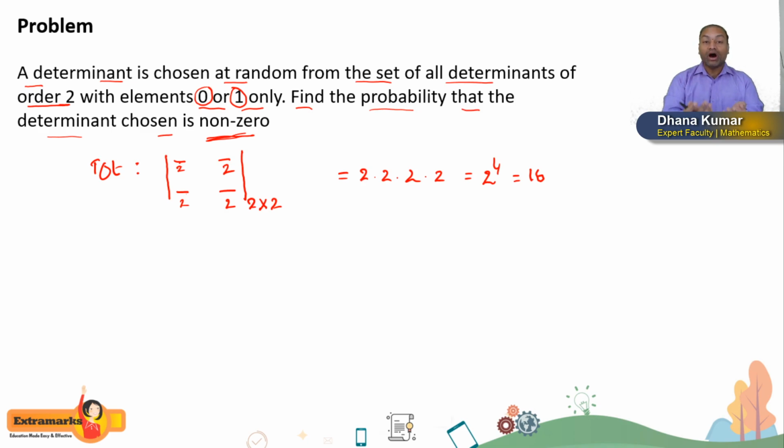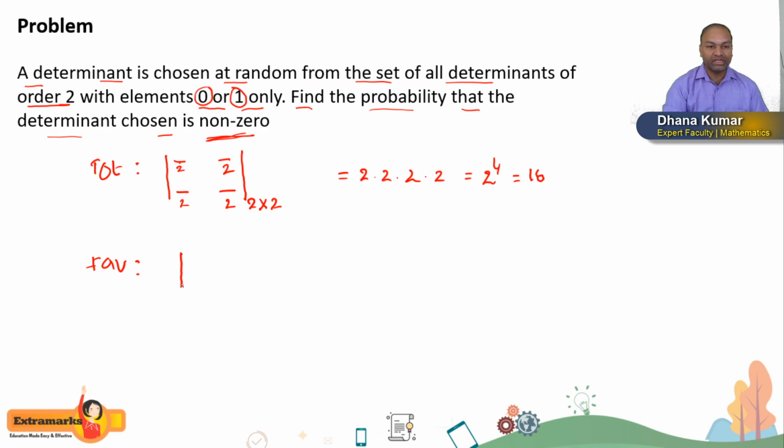Here the question is, out of 16 determinant answers, how many determinant answers are non-zero? You have to identify. Understood? So here, how many of them are non-zero means don't blindly solve all 16 possibilities and then identify. It is a very lengthy process. Clear? Then how to simplify?